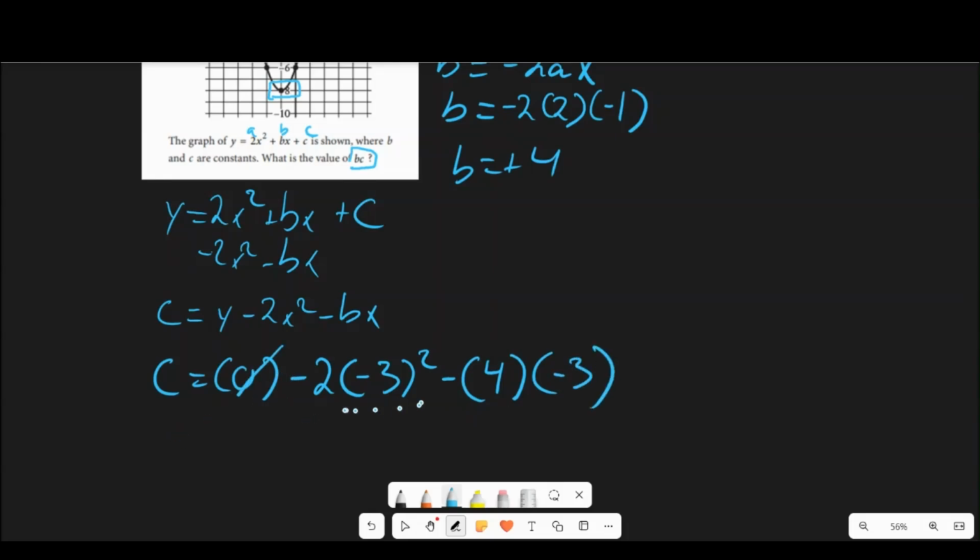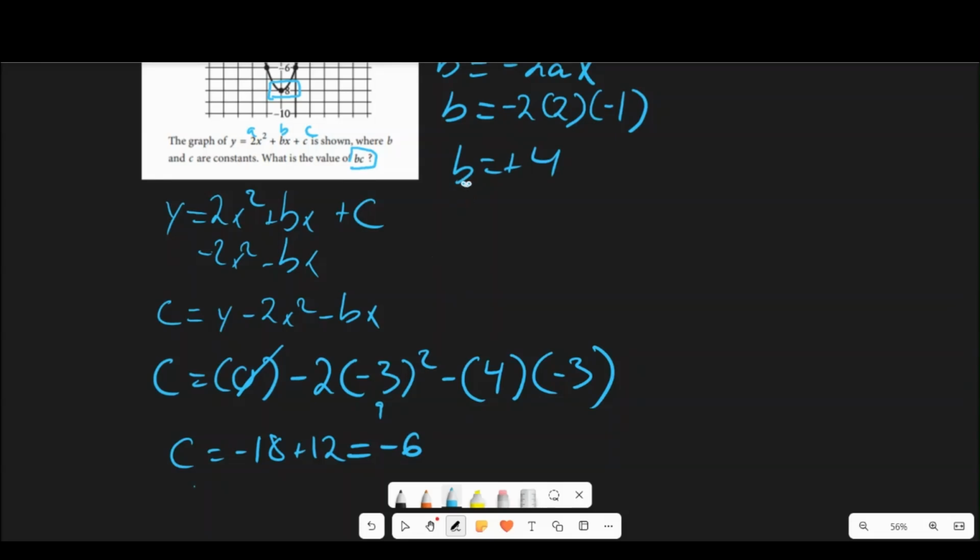So that's 0. This -2 times -3 squared, well, -3 squared is going to be 9. 9 times 2 is going to be 18. And remember, it's negative, so we're going to have a -18. So that's going to be -18. And then we have -4 times -3. That is going to be +12. So we will get -18 plus 12, which would be nothing more than -6, right?